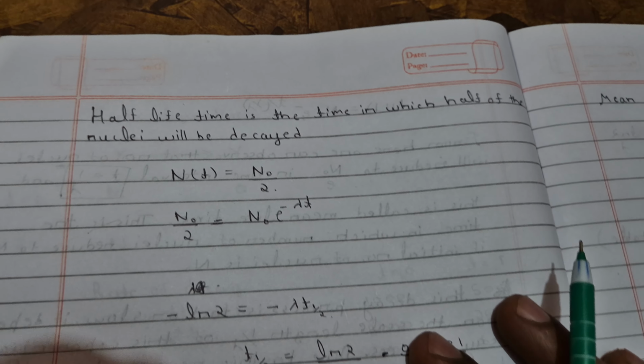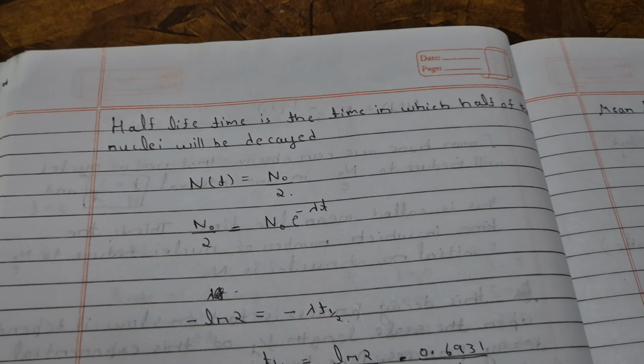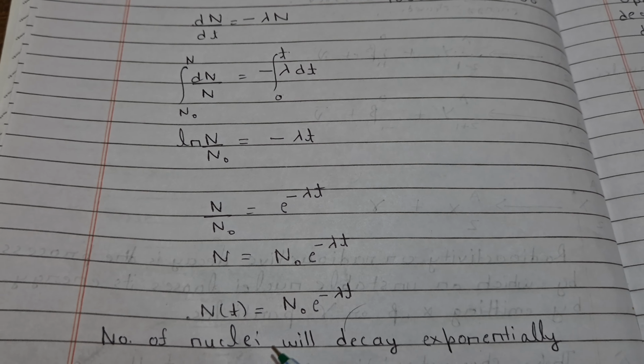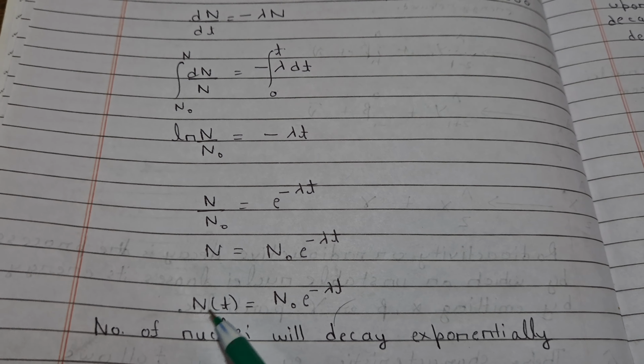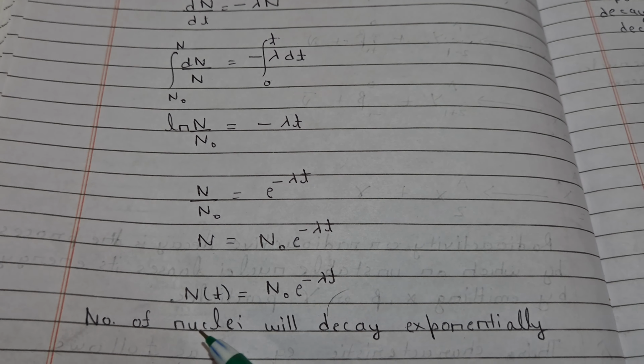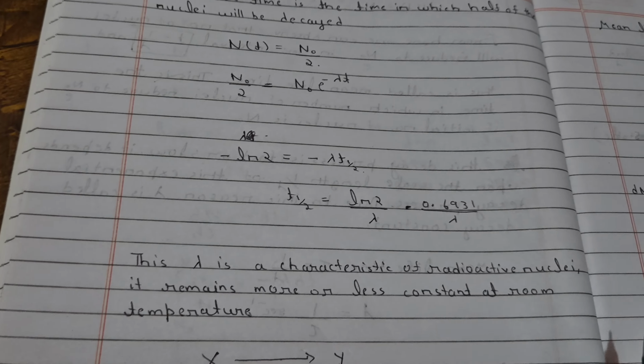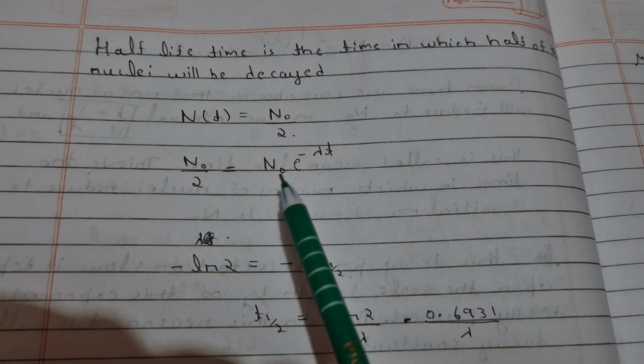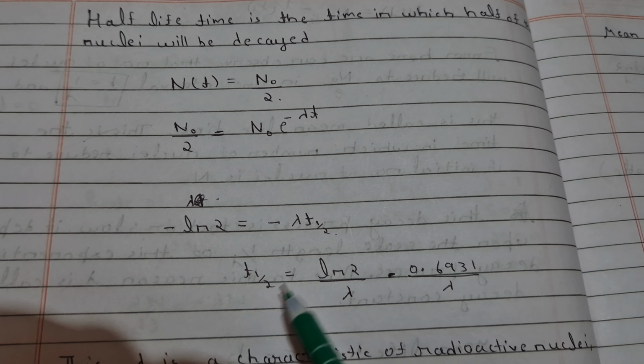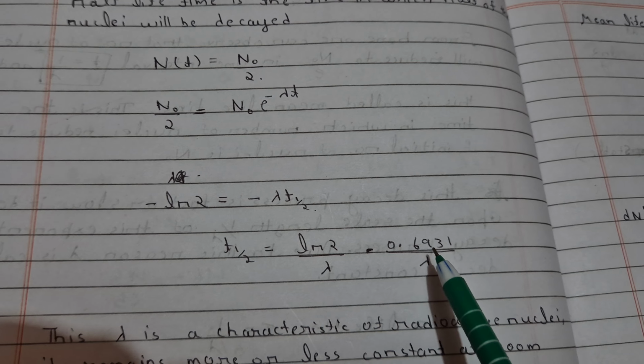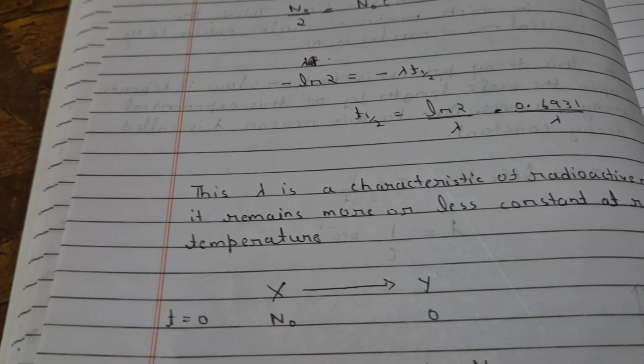So let's find the half lifetime. We know this equation, N equal to N naught exponential minus lambda t. So in place of N, just write N naught by 2, because it is half. That's how we can find the t half. N naught will cancel out. From here take the log, it will give you this, and t half will be log 2 by lambda, and it is 0.6931 divided by lambda. So this is called the half lifetime.